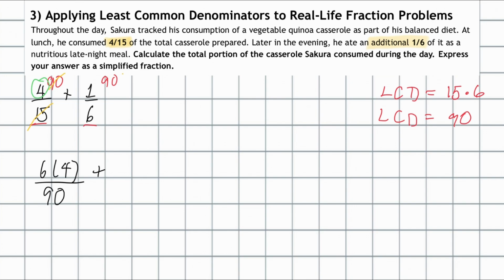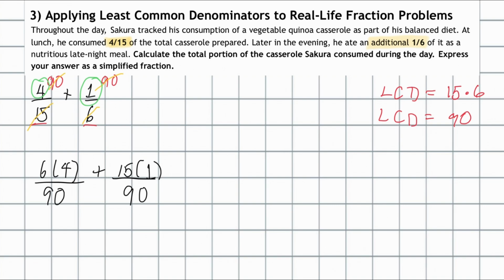We're going to divide 90 by 6. It's going to give us 15, and we are going to put 15 here and multiply by the number we have left, which is 1 here. Okay, we are going to keep the 90 at the bottom because it's our lowest common denominator. So the denominator stands for the number at the bottom. Numerator is the number at the top.